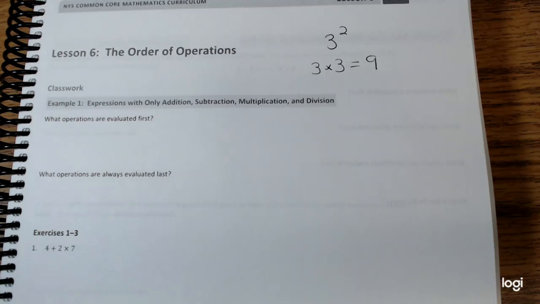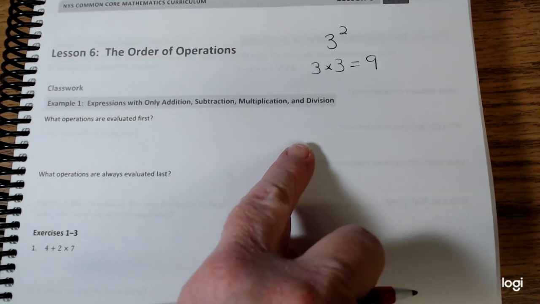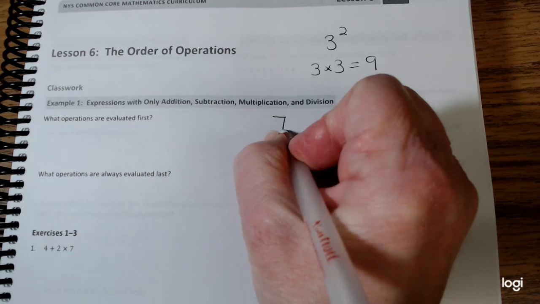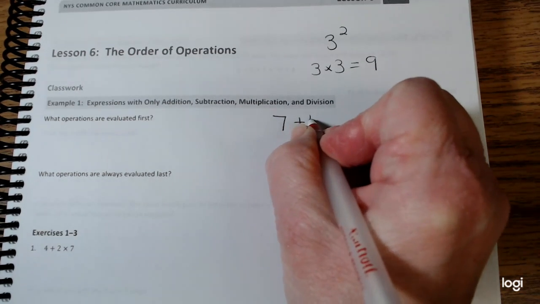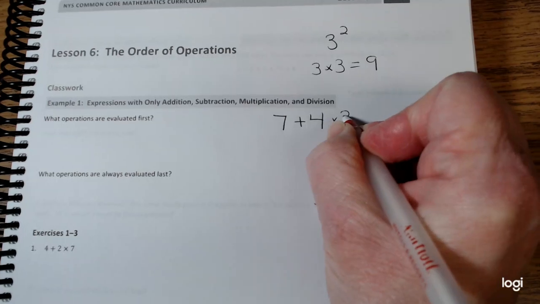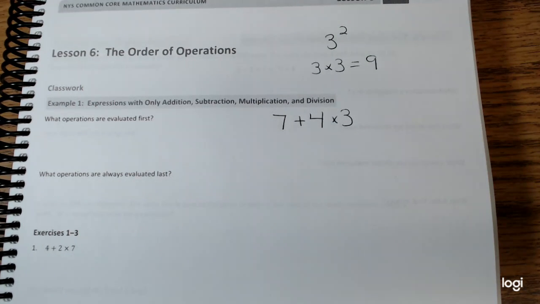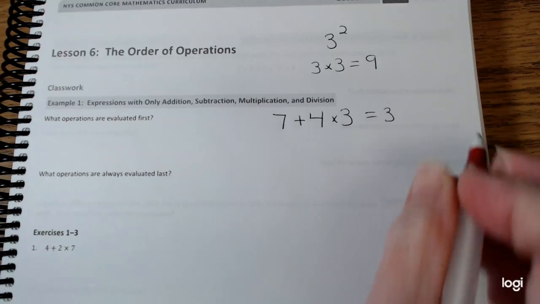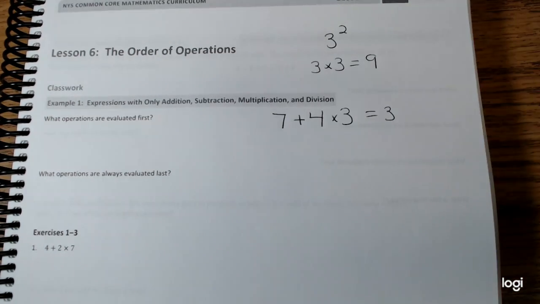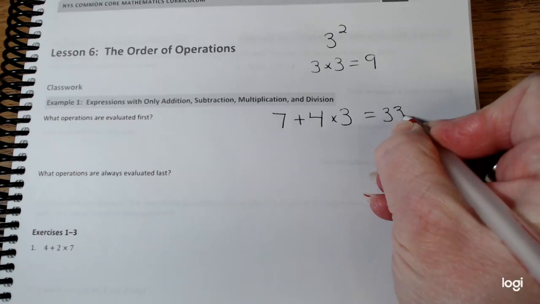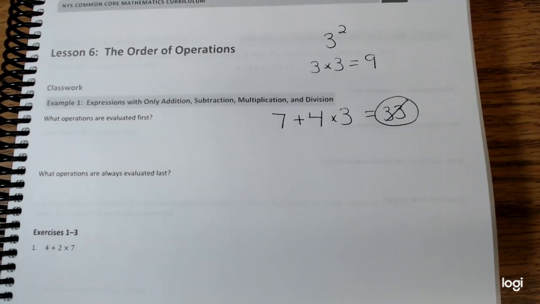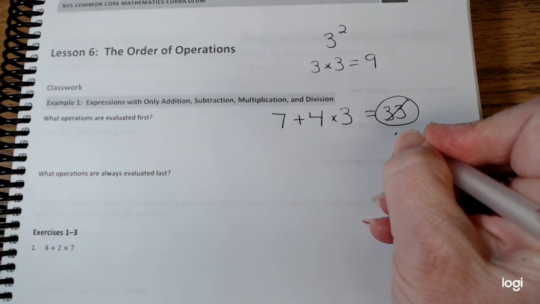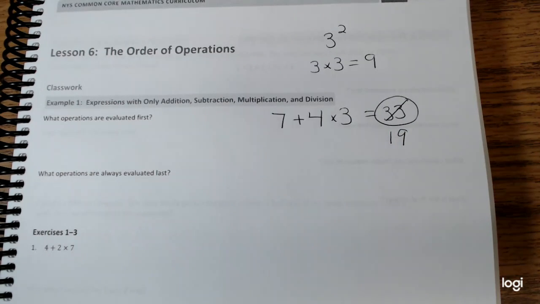So the first thing I would like for you to do is I'm going to write an expression right here, and I would like for you to go ahead and solve that for me. If you gave me the answer 33, you have given me the incorrect answer. If you gave me the answer 19, you are correct. Let's see how we solve these problems.